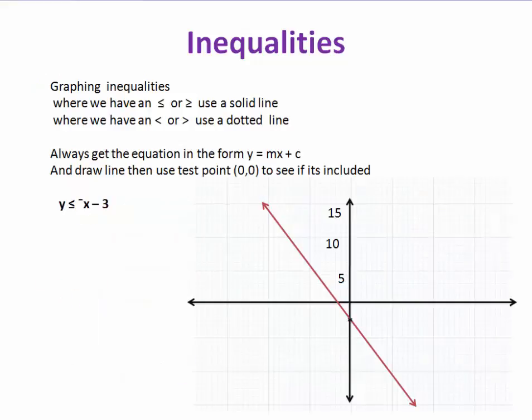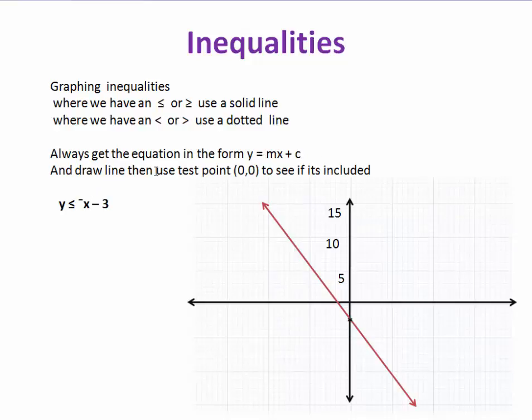Sometimes in an exam we're asked to graph inequalities. Where we have the equal sign, or less than or equal to, or greater than or equal to, when graphing the inequality we use a solid line. If we don't have the equals, then we just have less than, or we just have greater than, we use a dotted line.